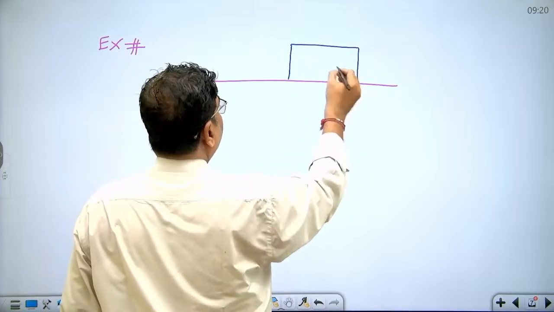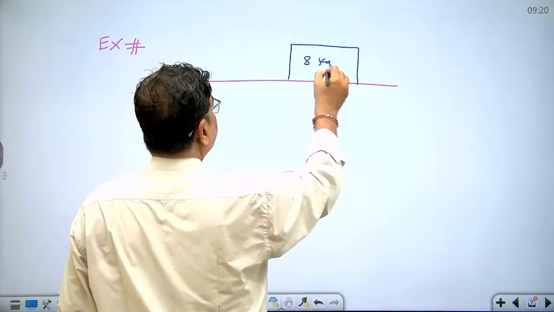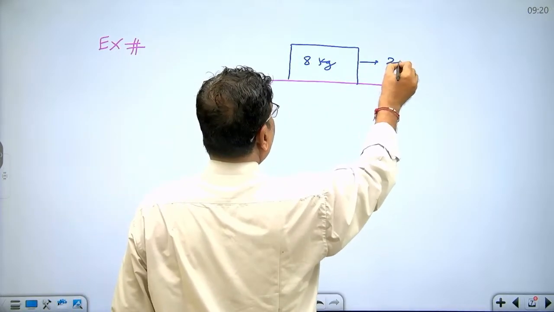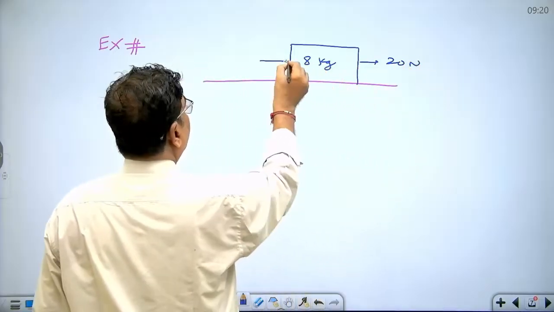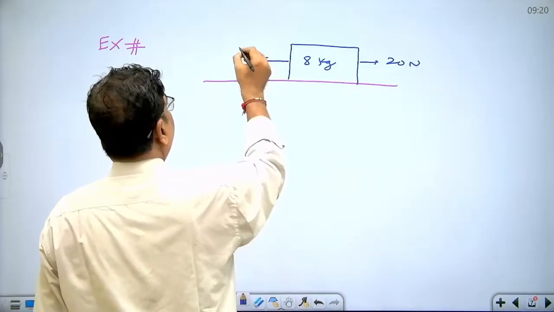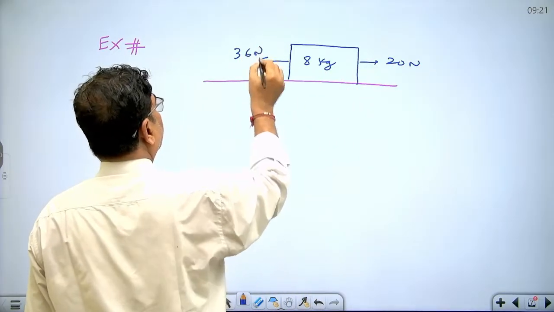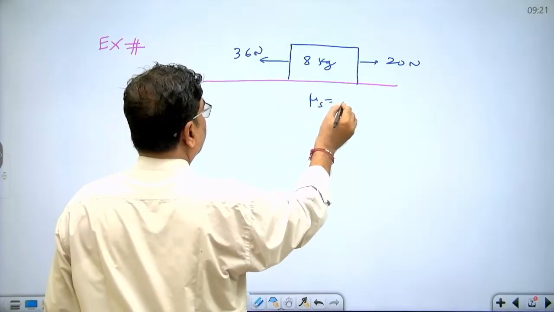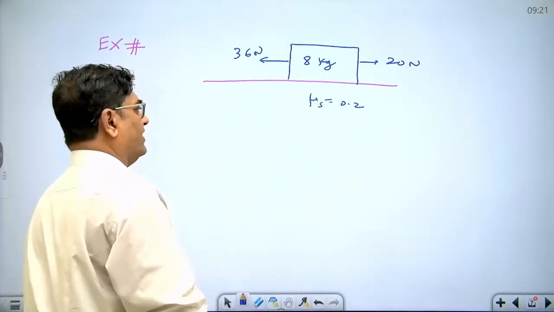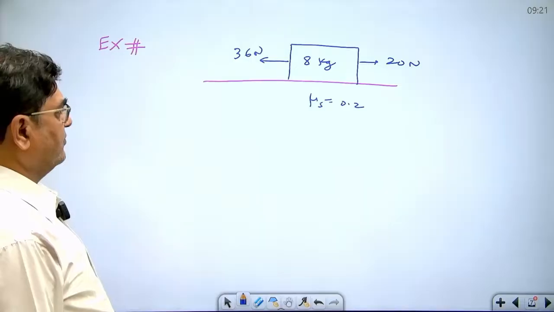Suppose this is a block of mass 8 kg. Here is a force of 20 Newton. Here is a force of 36 Newton. And mu s equal to 0.2. Then what is the direction of the static frictional force? Now see here.